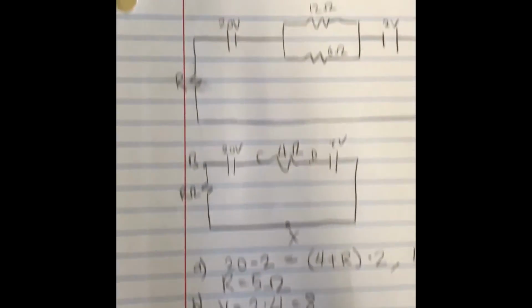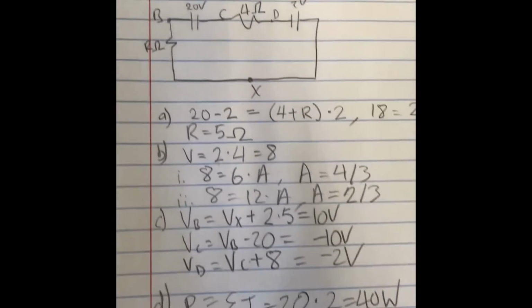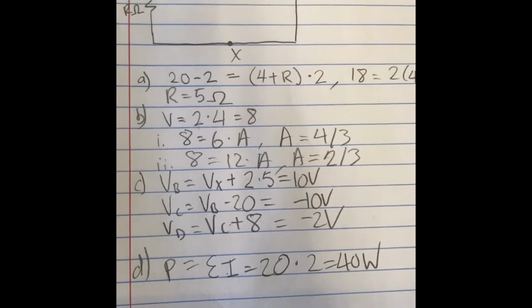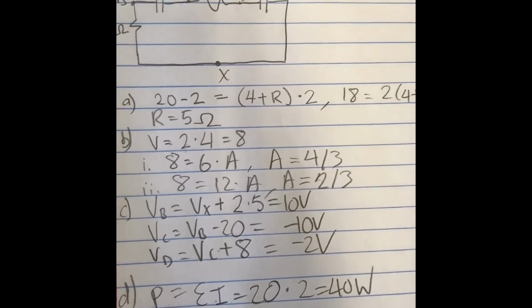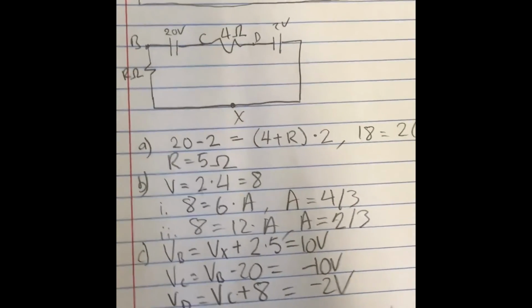So for part D, it says calculate the power supplied by the 20-volt battery, and you can just use the equation P equals EMF times I, and we can just do 20 times 2 because that's just the formula. Plug it in and you get 40 watts.